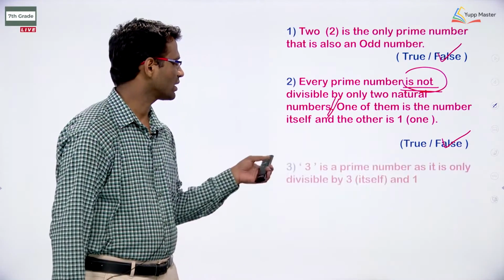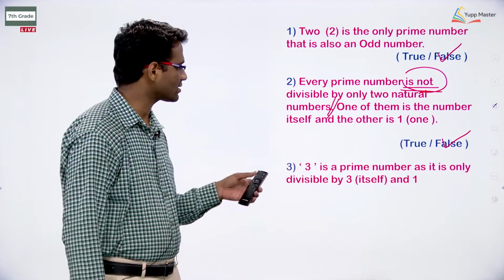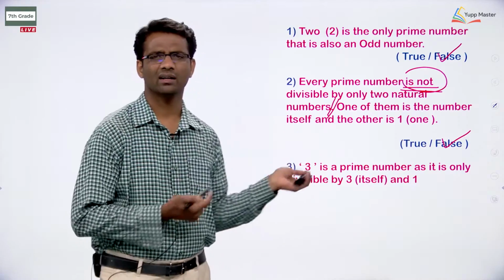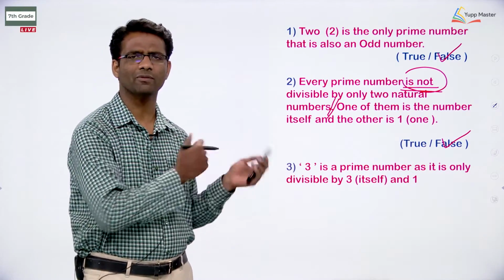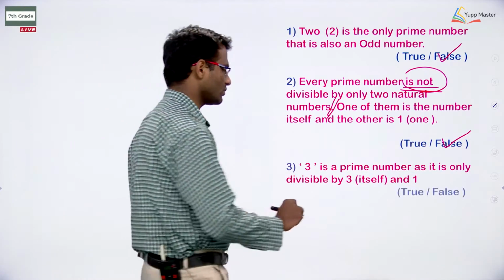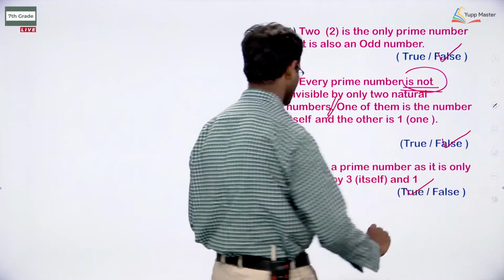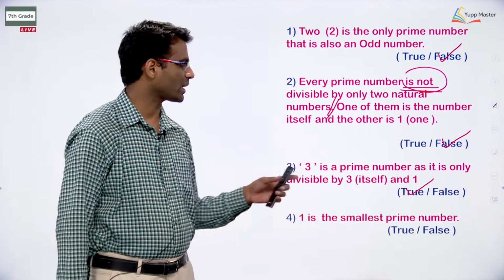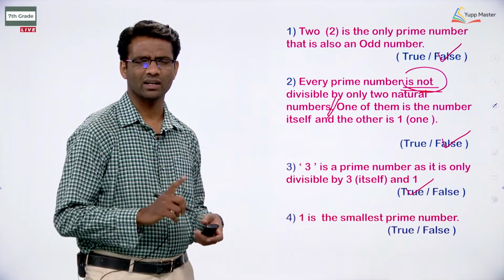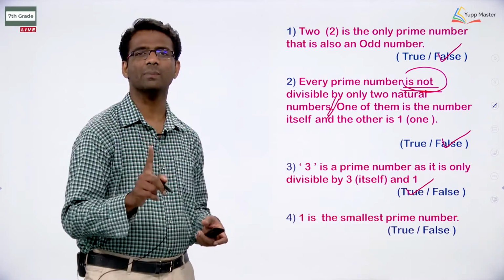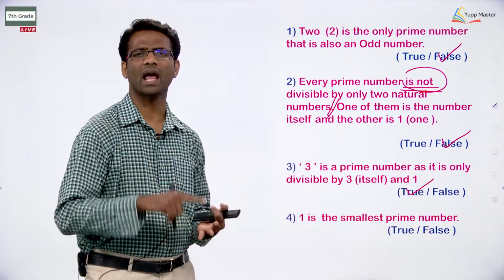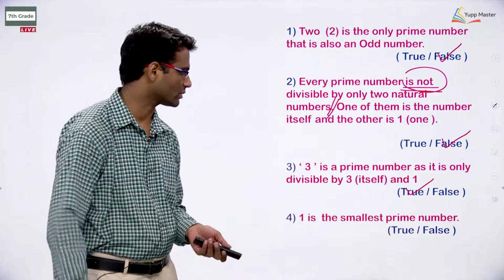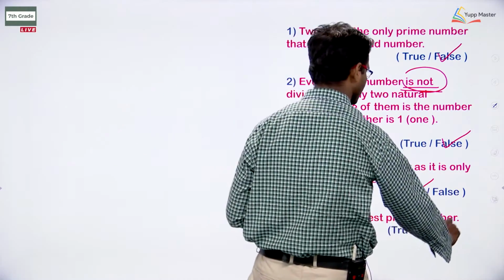Now see here, 3 is a prime number as it is only divisible by 3 and itself. Indirectly he is giving an example of a prime number. So this is true. 1 is the smallest prime number. Is 1 a prime number? No. 2 is the smallest prime number as well as an even number. 1 is neither prime nor composite. So this statement is false.